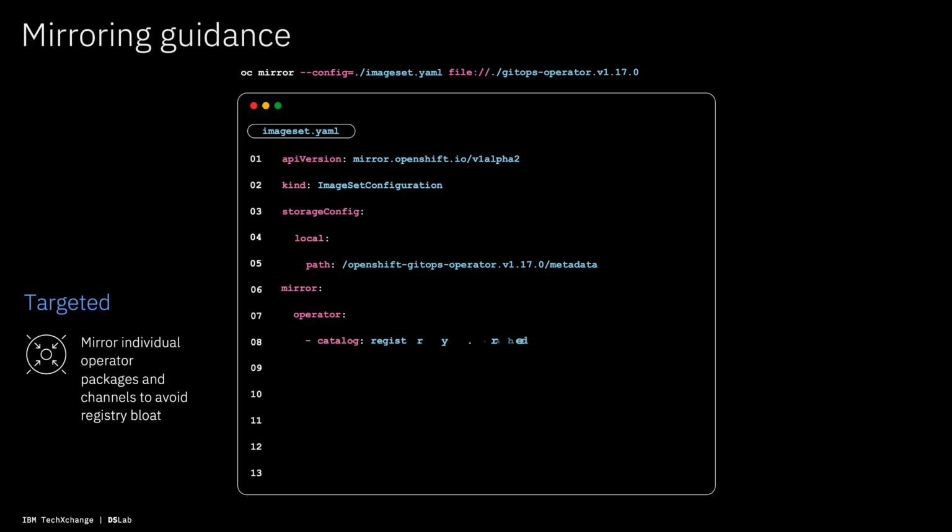Third, be targeted. Only mirror the operator packages and channels you need. You can refine it even further by using min and max versions. That keeps the registry lean, conserves storage, and reduces mirroring time. We only mirror and package one operator at a time. This ensures the blast radius of a corruption is minimized.